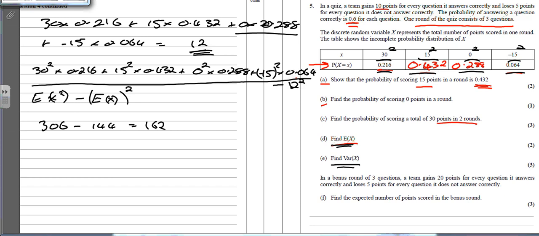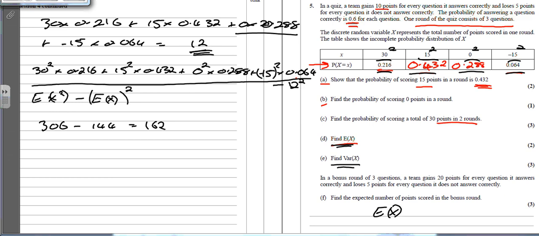Now, in a bonus round of 3 questions, this is the trickier question, and this made a lot of people struggle. In a bonus round of 3 questions, a team gains 20 points for every question it answers correctly, and loses 5 points for every question it does not answer correctly. Give the expected number of points in the bonus round. So again, what they're asking for here is E(X).